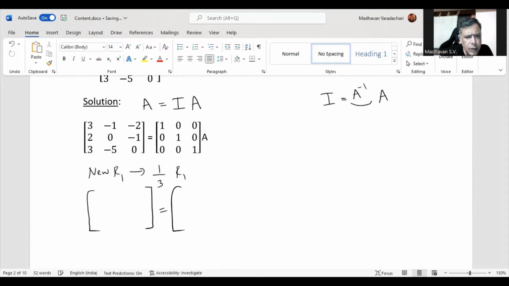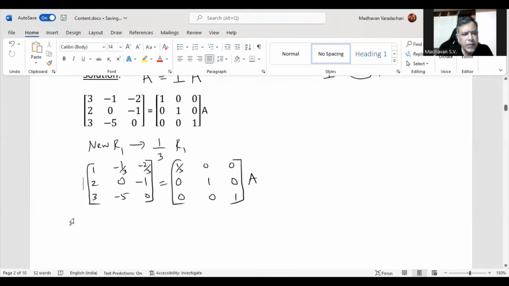Since we are not changing anything in row 2 and row 3, we will write the same elements in row 2 and row 3. Only the first row will change. We are going to divide the entire row by 3. That means the first one will become 1, the next will become minus 1 by 3, and then minus 2 by 3. Here it will be 1 by 3, 0 and 0. So that will be the first step.